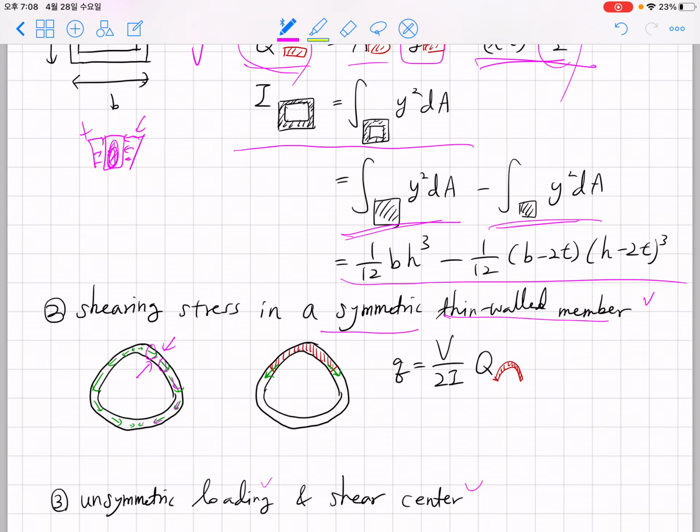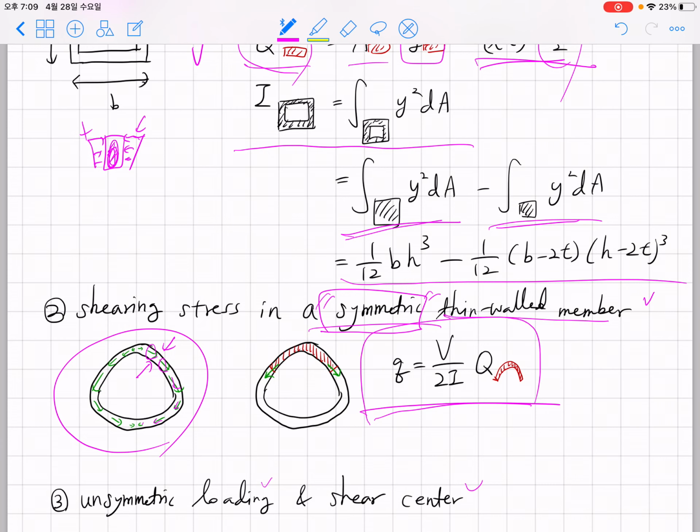The reason why we put symmetric is that our equation only holds if there is no twist. Okay, because if we consider an unsymmetric member, there can possibly be some twist. We make an emphasis on the term symmetric. And if we consider this symmetric thin-walled member where we can apply our derivation regarding Q, then we can obtain the entire shearing stress distribution using this formula. Okay, so the calculation of this Q integral will depend on the specific situation.